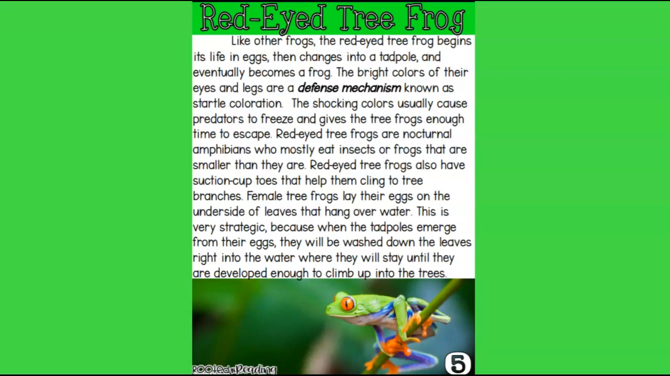Female tree frogs lay their eggs on the underside of leaves that hang over the water. This is very strategic because when the tadpoles emerge from their eggs, they will be washed down the leaves right into the water where they will stay until they are developed enough to climb up into the trees.